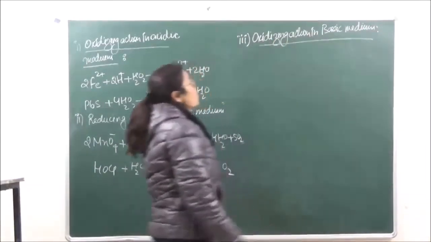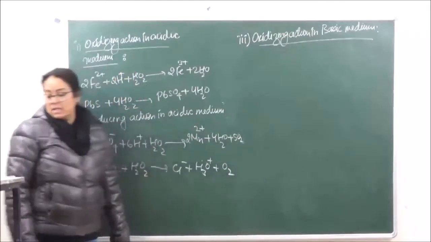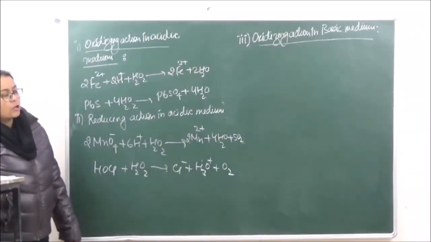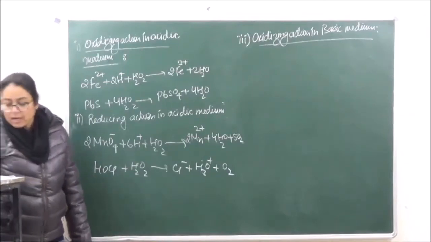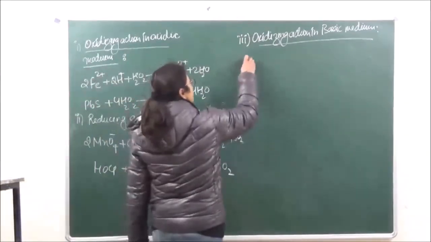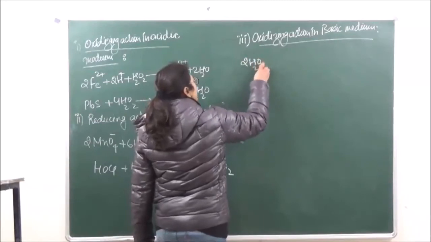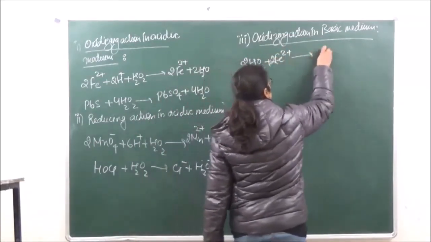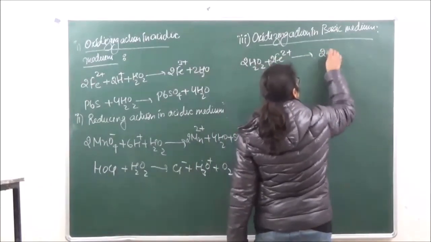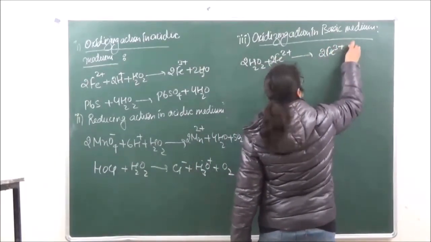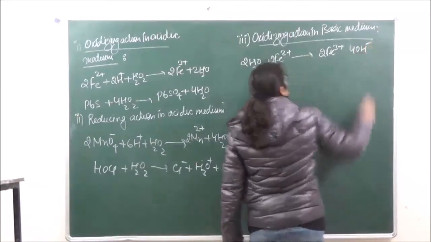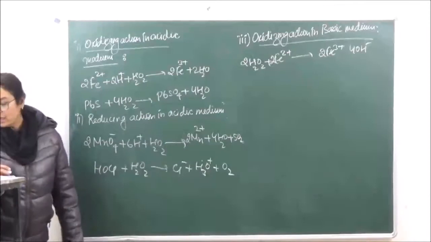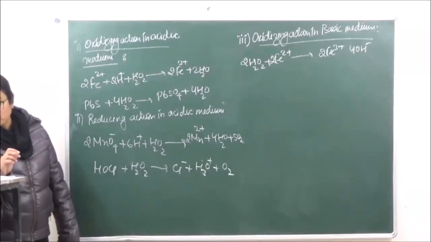So let's go on to the oxidizing reaction in basic medium. In case of basic medium, again Fe2+ can be oxidized to Fe3+, but the reaction will take place in basic medium. So the reaction which we have over here is plus 4OH-. This is going to be the reaction over here.